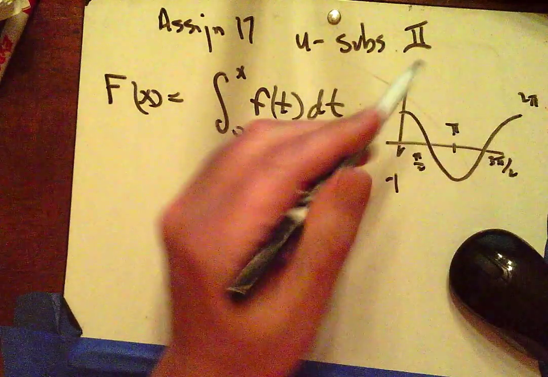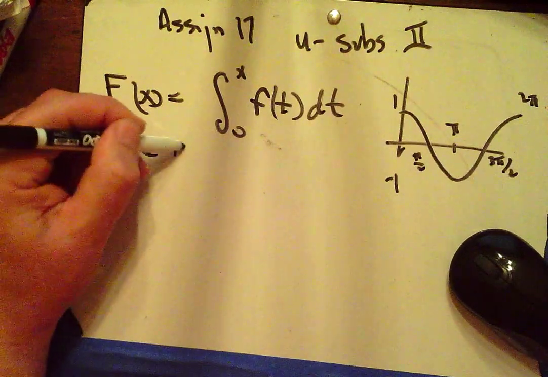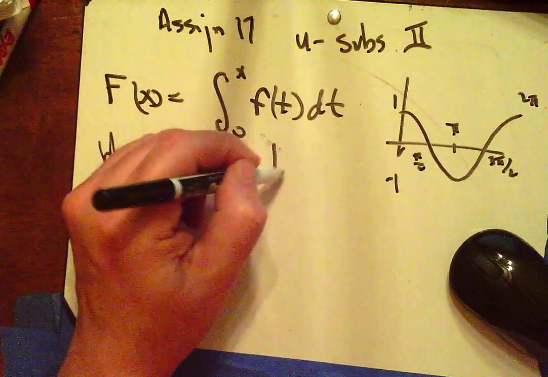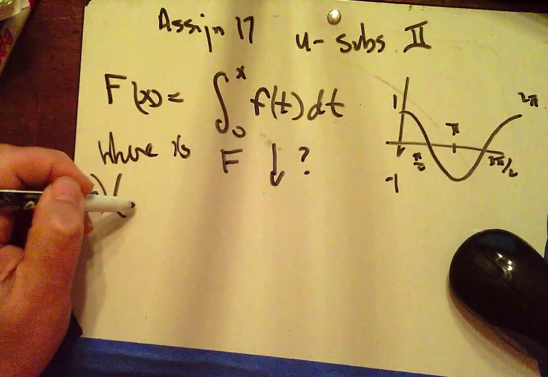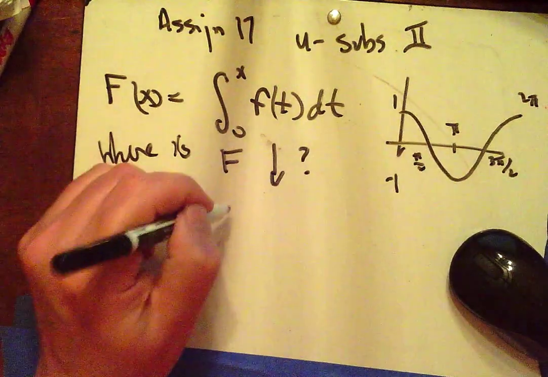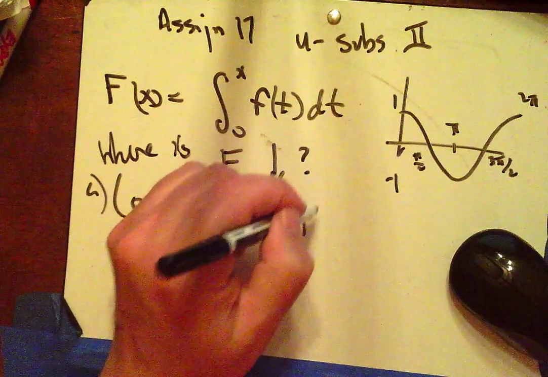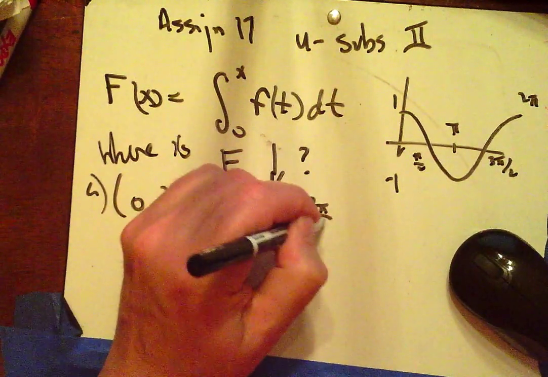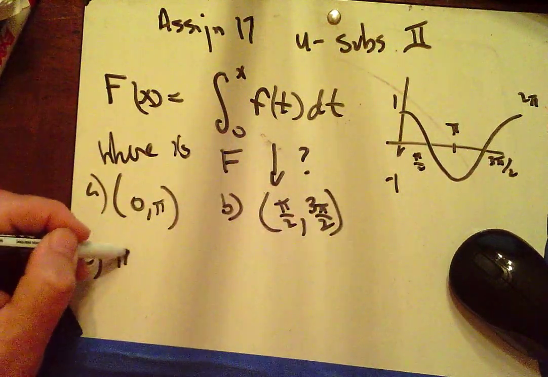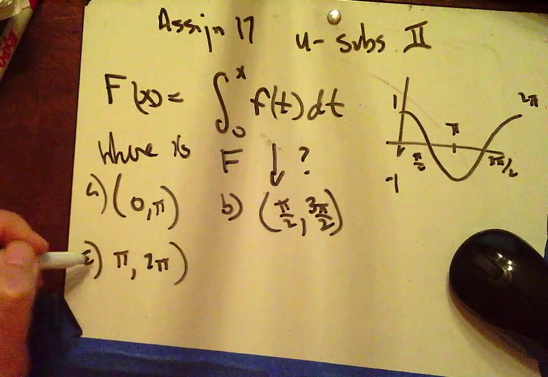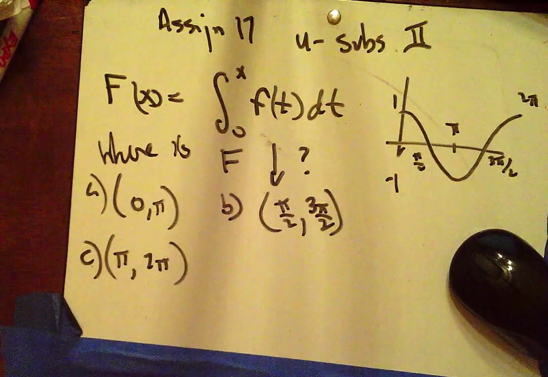All right, so here's today's question. Where is big F decreasing? A, on 0 to pi. B, on pi over 2 to 3 pi over 2. C, pi to 2 pi. All right, take a moment to think about that. See what you come up with.